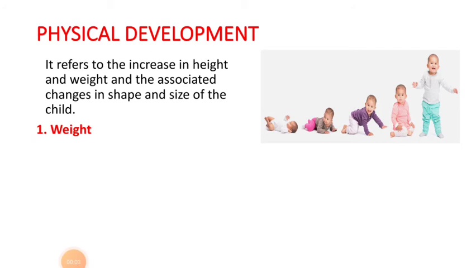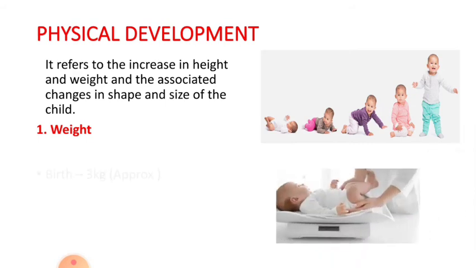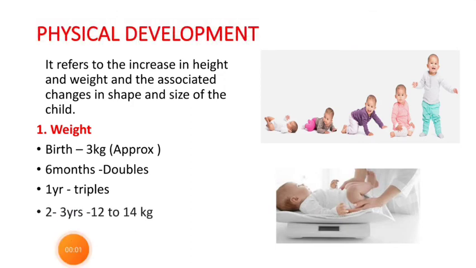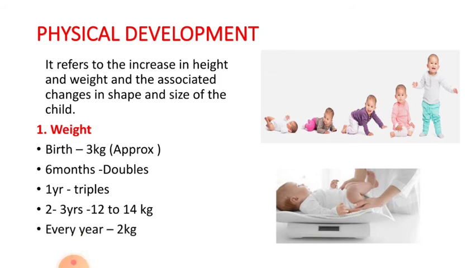The first criterion is weight. The approximate weight of an Indian child at the time of birth is around 3 kgs, which doubles at the age of 6 months and triples at the age of 1 year. At 2 to 3 years of age, his weight is approximately 12 to 14 kgs. Thereafter, the child grows by approximately 2 kgs every year.